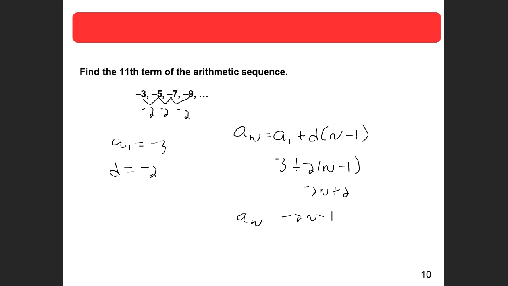Now, does it work? Well, my first term, if I put 1 in here, -2 times 1 is -2, minus 1 gives me -3. So my first term is -3, so it does work. And then all you have to do is plug in 11. So -22 minus 1. So the 11th term should be -23.